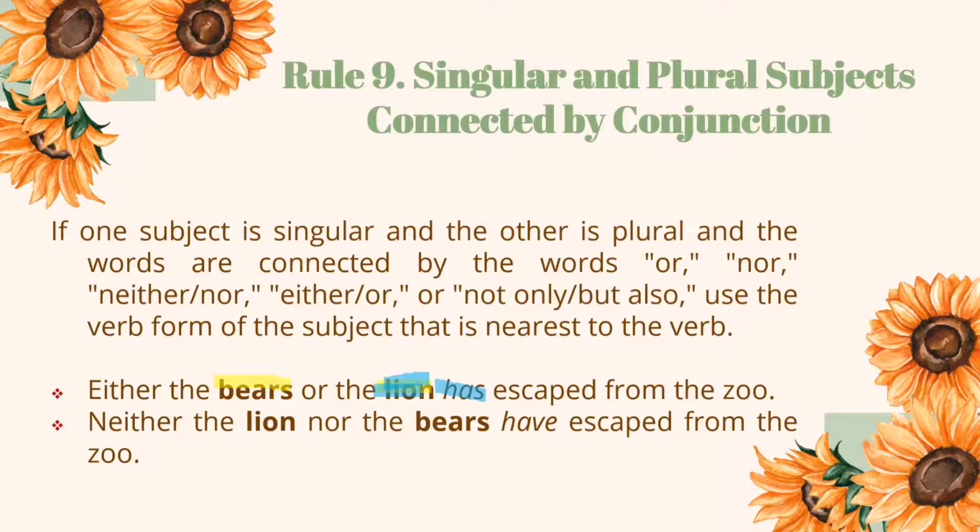Next. Neither the lion nor the bears have escaped from the zoo. So, dito we have lion, singular, and then bears, plural. Pinagbaliktad lang. So, since bears ang pinakamalapit, plural siya, kaya have ang gagamitin mo. So, ganun lang yung rule na to. Kung gumamit ka ng conjunctions, tapos isang plural, isang singular, kung ano yung pinakamalapit na subject, doon ka titingin kung plural or singular verb yung gagamitin mo.